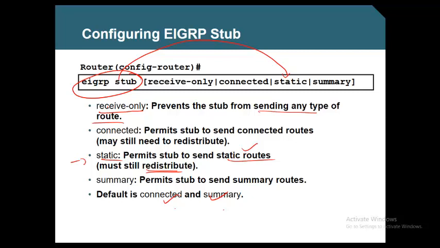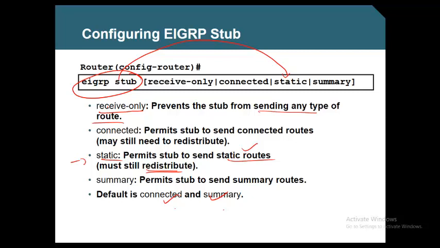It will form a neighbor, but it won't give any routes. If someone wants to reach the network, then they have to use the static route and come. But this router receives everything. This will use the EIGRP route, but the other guy should use only the static route.